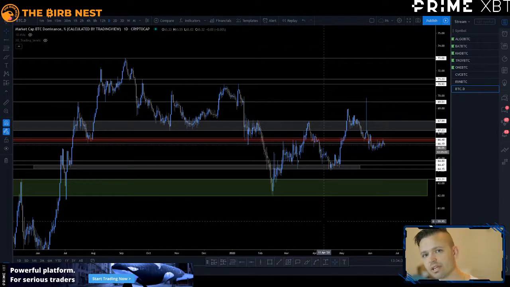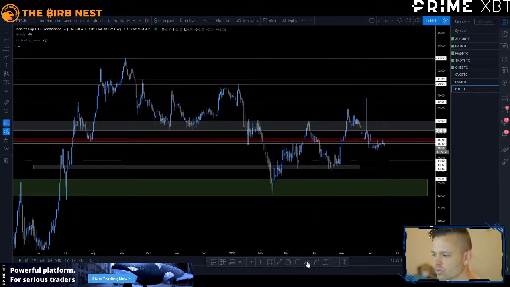But if it's falling and it's very, very close to support, I would be more hesitant, right? But if it's just starting to fail a support or fail to reclaim a resistance and it's starting a new market structure, that's when you really want to find good alt setups to hold for a couple of days or a couple of weeks, depending on how long the dominance chart is falling or rising, right?